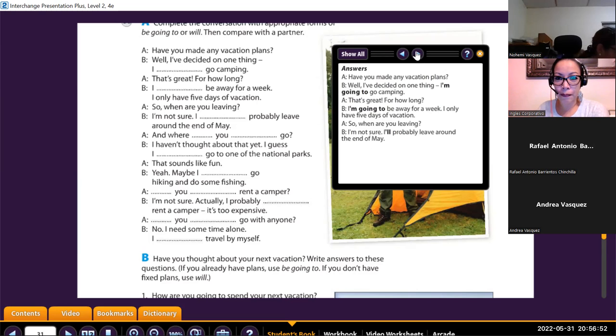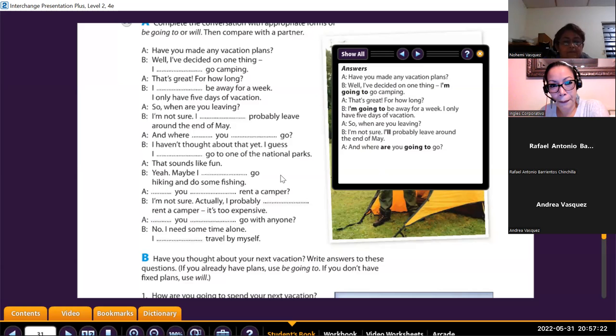And let's see. And then with the question. And where are you going to go? That is correct. And where are you going to go? Mm-hmm. Cuando preguntamos, suponemos que la persona ya tiene una idea, un plan, ¿verdad? So, yes, I'm going to. So, that would be the correct one. Thank you. Where are you going to go?